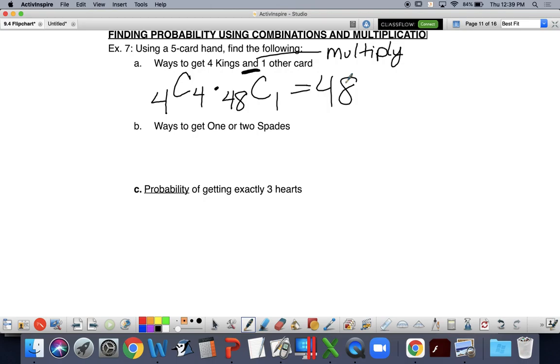So when we talk about a 4 of a kind, it doesn't really come up all that often in poker. You know why? What's the probability it'll happen? 48 out of 2.6 million hands that we just talked about. That is why it's so hard to get 4 of a kind, and harder than a flush. All right, now the next one has the word or. That tells me I'm going to add.